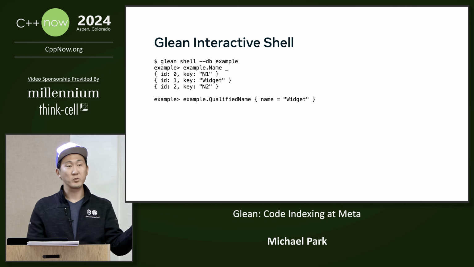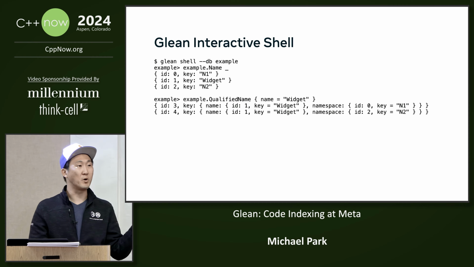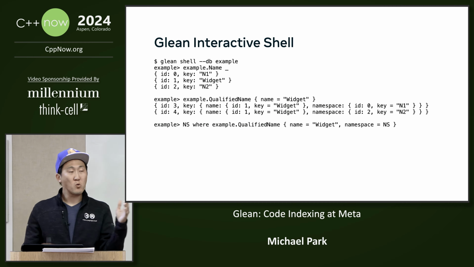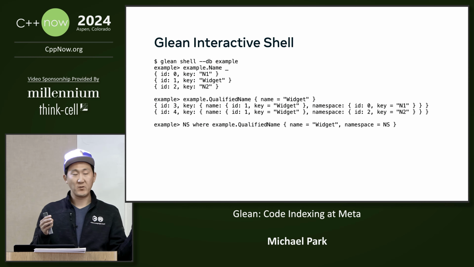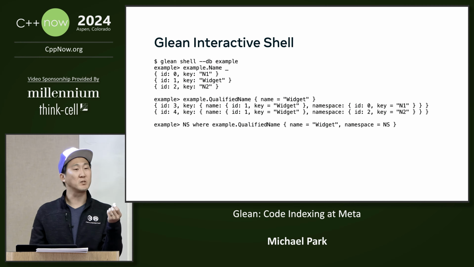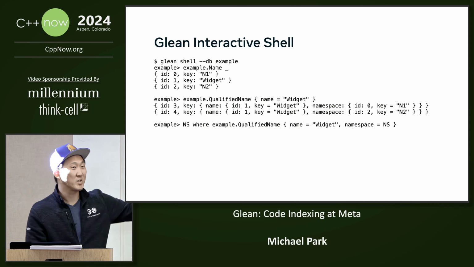Now, the pattern is specifying that I want name to be widget. So in this case, we're going to spit out both N1 and N2 widgets. If you don't want the full fact, if you want to take a subcomponent out of the fact, then you can bind names to it. And this is getting very pattern matching, but I swear it's about Glean.